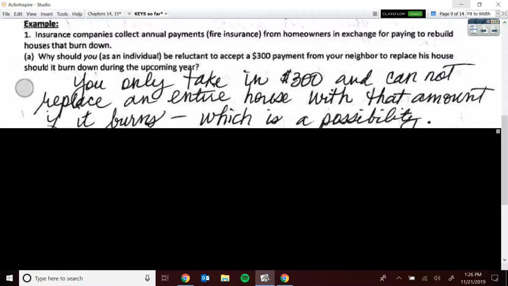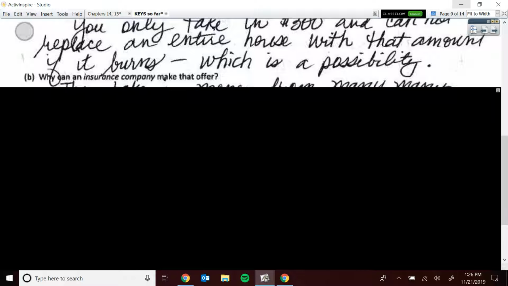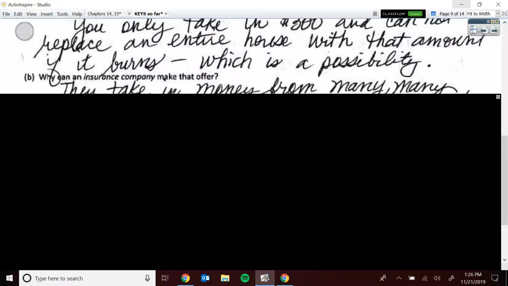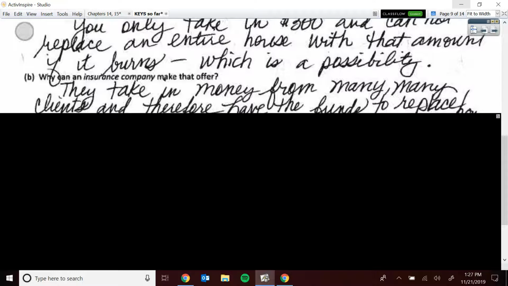You're only taking in $300. I mean, this is kind of like a duh question. Now the probability that it's going to burn down is not very likely, but what happens if it does? Then, man, you are out of luck. But why can insurance companies afford to do that? Well, the probability is so low, but also they collect money from many, many people. So they're taking in a ton of money, and only a few times will they have to pay out.